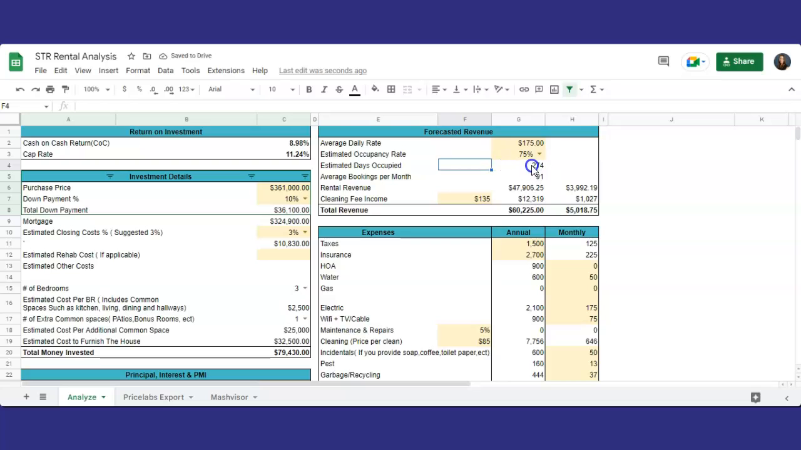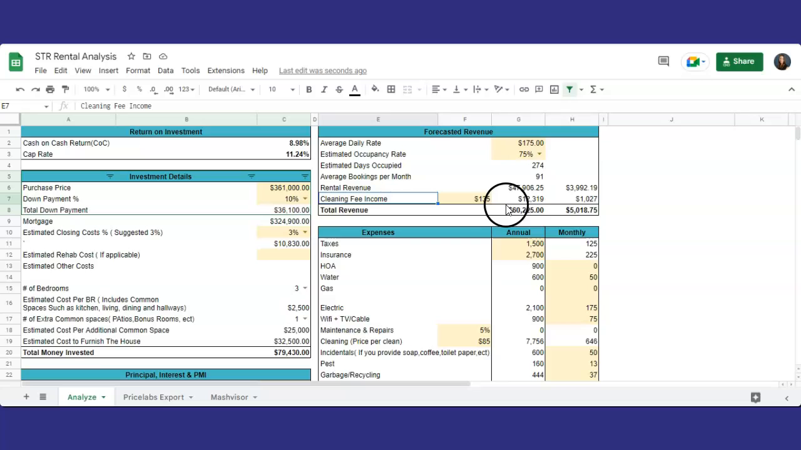And so really what this does is you're going to calculate out of the 365 days in the year, 75% of those days are occupied, and then from there you use that to figure out: this is how many days are occupied, this is the daily rate, therefore this is the rental revenue annualized. And then you divide that by 12 and you get your monthly rate.